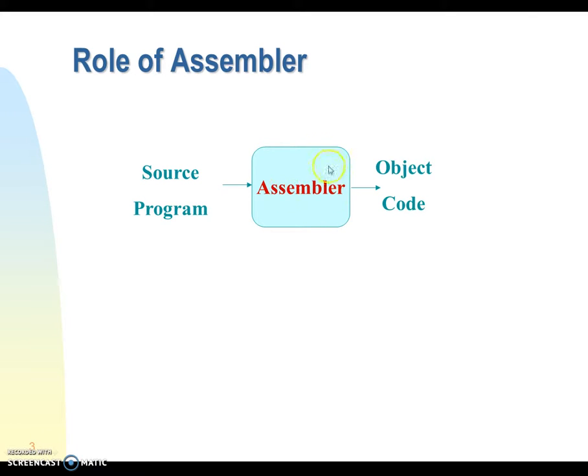So here the assembler is like a black box, so we don't know what actually it performs internally to translate the source program into the object code. So the main idea of this presentation is how this assembler translates the source program into the object code.